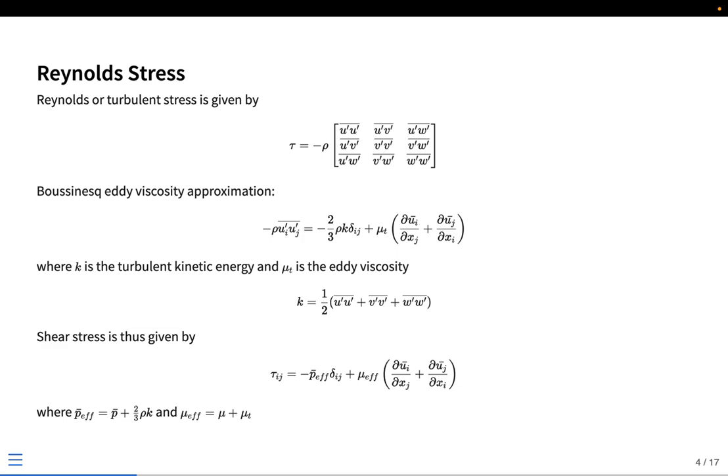It has nothing to do with the fluid properties. Of course, it might depend indirectly on the fluid properties, but this is essentially a flow property. Just by knowing the fluid, we cannot say what exactly the value of this mu t is going to be.